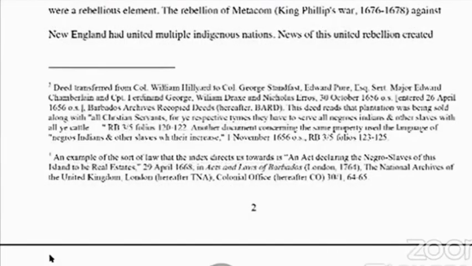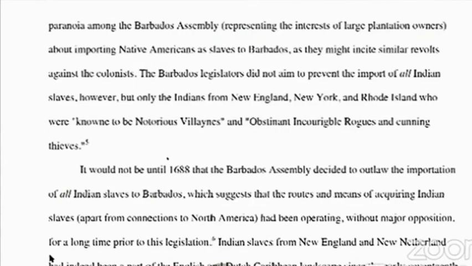Indian slaves from Carolina in trade and labor in the 17th century Caribbean. And it says here, the rebellion of Metacomb, King Philip's War, 1676-1678, against New England had united multiple indigenous nations. News of this united rebellion created paranoia among the Barbados Assembly, representing the interests of large plantation owners, about importing Native Americans as slaves to Barbados, as they might incite similar revolts against the colonists.